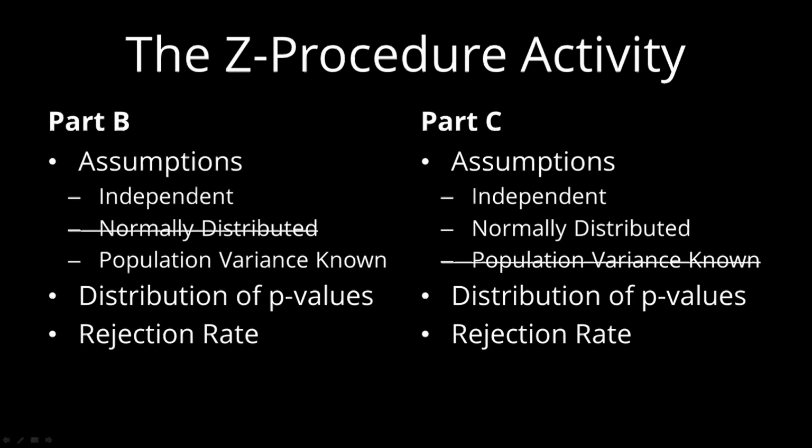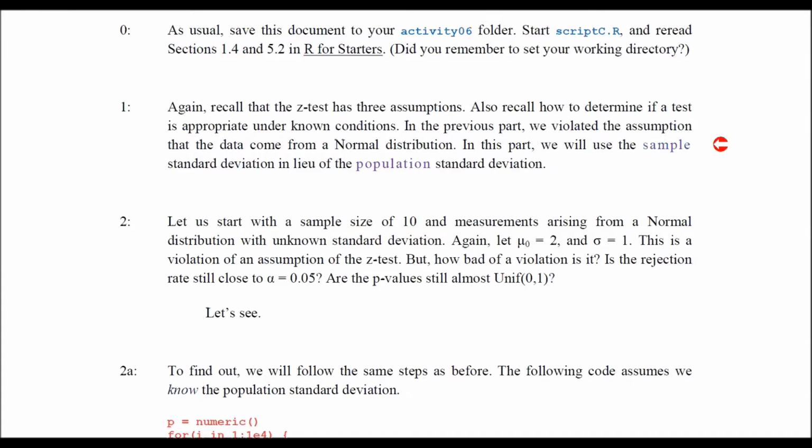So let's get started. And here we are in the third part to Lab 6. In the first part, we violated no assumptions of the z-test, did simulation, calculated 10,000 p-values, and looked at the distribution of those p-values, and looked at the observed rejection rate. We saw that the p-values had a uniform 0, 1 distribution, and the rejection rate was alpha or really close to alpha. In other words, if the assumptions are met, the test is appropriate.